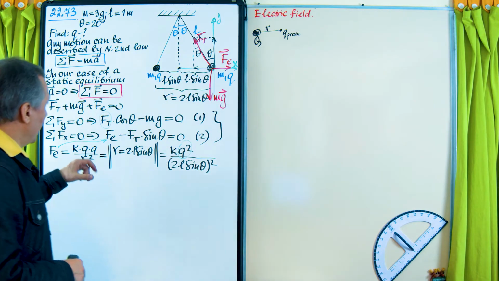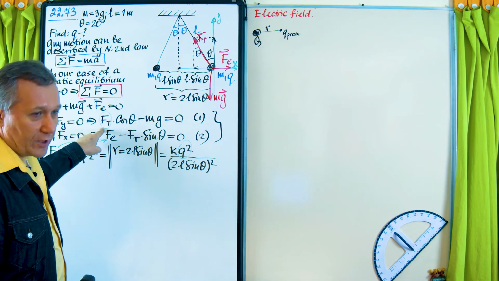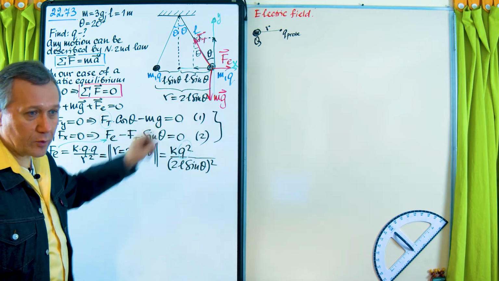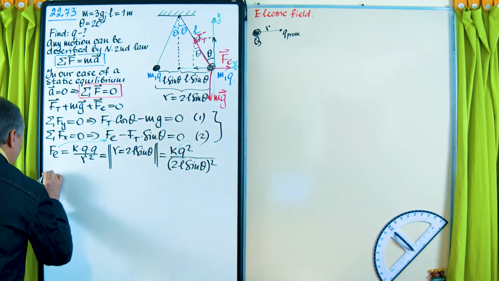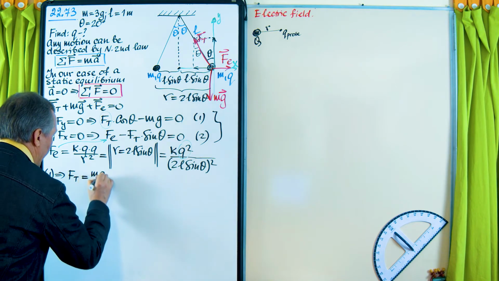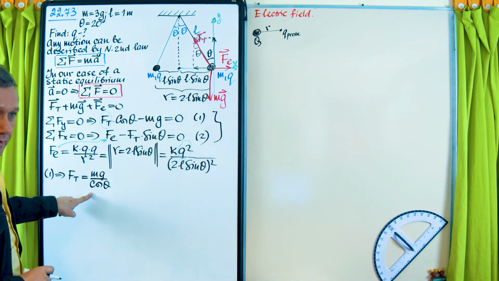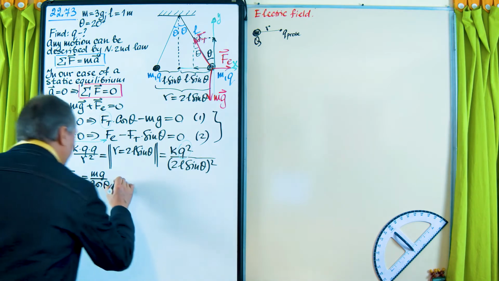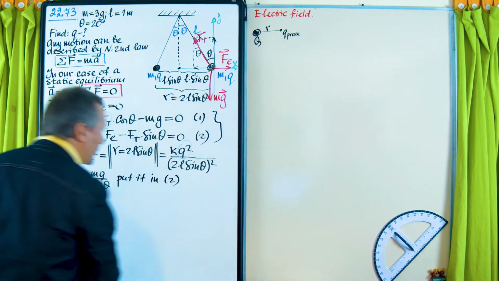So let's do it. From the first equation, because there is no charge in the first equation, we can solve it for tension, right? So mg goes to that side with plus, that cosine will be dropped to the denominator, and we will get the tension. So I will write from equation 1, we can get that tension equals mg divided by cosine theta. And now plug it in the second equation in order to eliminate the first unknown.